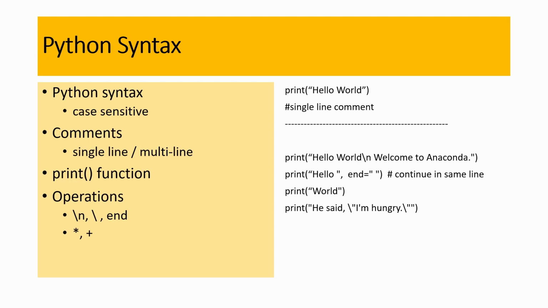Now we have come to the end of our lesson. Let's recap what we have done. The first thing we learned was Python is case sensitive, and we learned about the print function. We have to use either double quotes or single quotes within the print function to print a string. We use hashtag for single line comments, and also we learned about backslash. Backslash n is used to introduce a new line within a string.